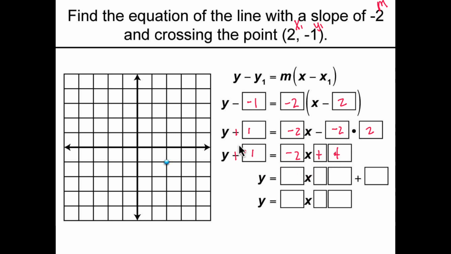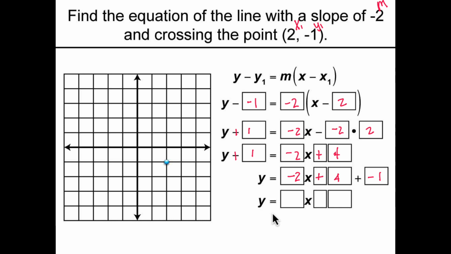All that's left is to get rid of this term, this plus 1 term. So we subtract 1 from both sides, or we add a -1 to both sides. So we get y equals -2x plus 4 plus a -1.